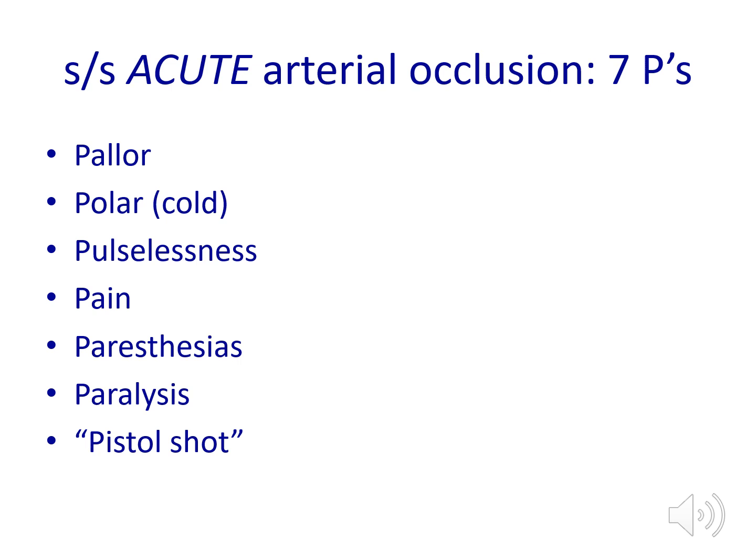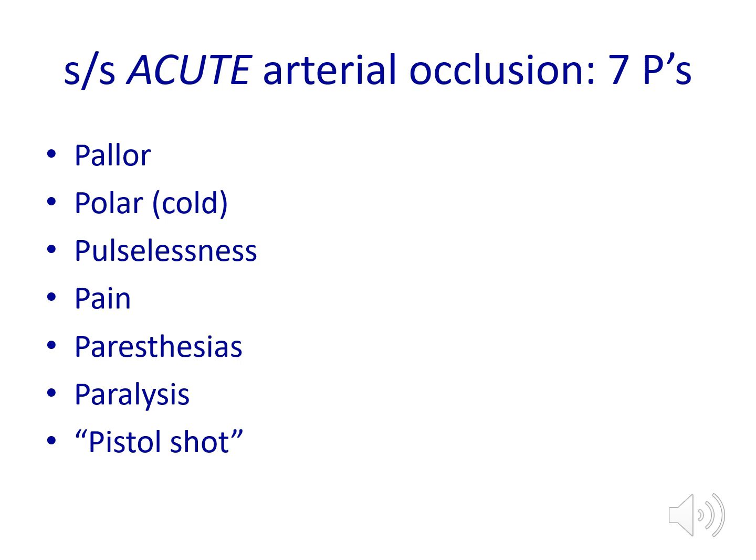So you notice instead of saying the foot would be cool, we're saying it's cold. Instead of the pulses being weak, now we're saying they're absent. Sometimes people use the acronym, the 7 Ps, to remember the symptoms, and they are very similar to the symptoms that we just talked about for chronic arterial disease, with the addition of that last P at the bottom, which is pistol shot.